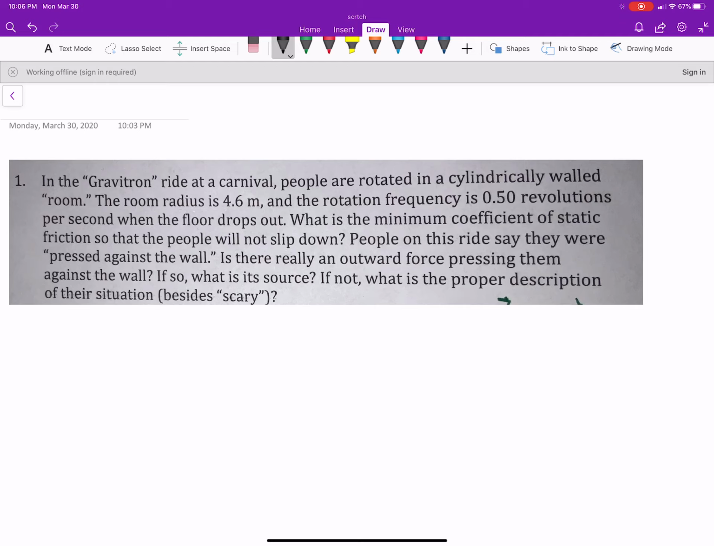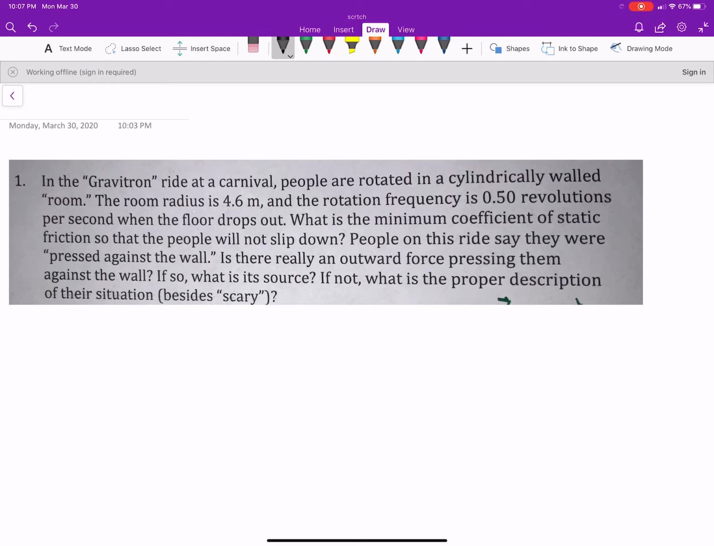It says, in the Gravitron ride at a carnival, people are rotated in a cylindrical walled room. The room radius is 4.6 meters, and the rotational frequency is 0.50 revolutions per second when the floor drops out. What is the minimum coefficient of static friction so that people will not slip down? People on this ride say they are pressed against the wall. Is there really an outward force pressing them against the wall? If so, what is the source? If not, what is the proper description of their situation? So I'm going to go ahead and find the minimum coefficient of friction because that's really what's happening.